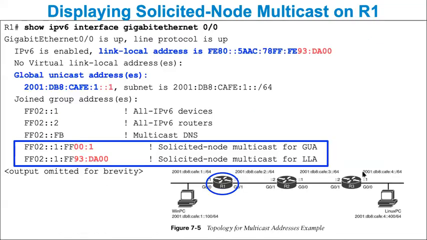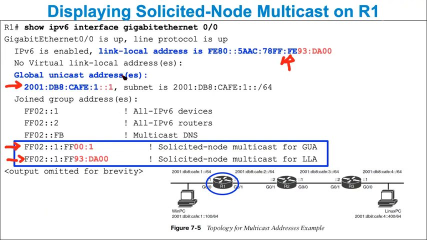Okay. So first of all, displaying the multicast addresses on a router. We'll take a look later at how to do this on a Windows PC and on Linux. But remember I said for every unicast address, there is a solicited node multicast. So here we have a global unicast address. It actually has a solicited node multicast address associated with it. Here's the link local address, and there's actually a solicited node multicast address associated with it.